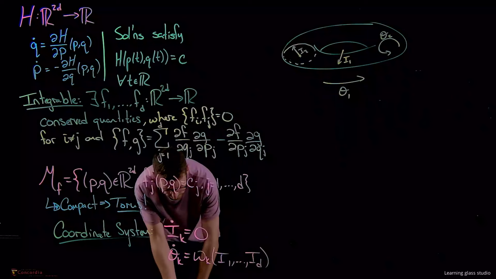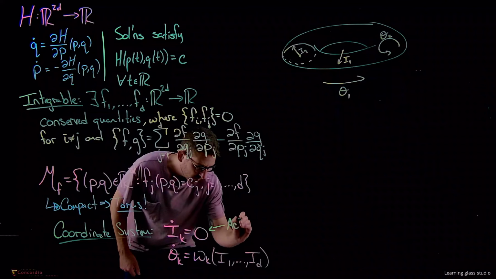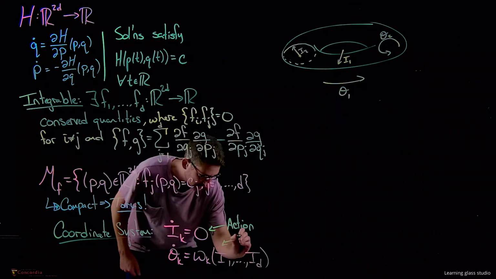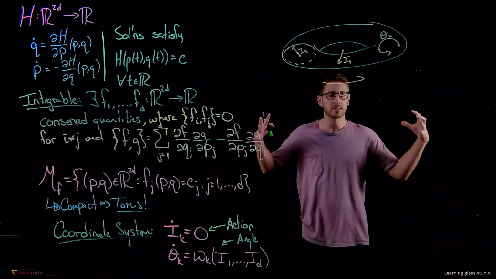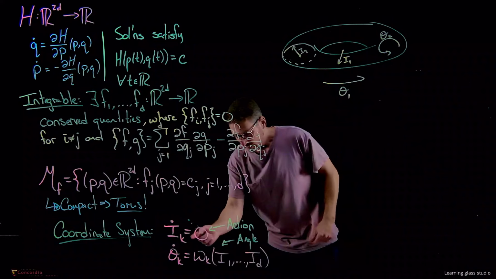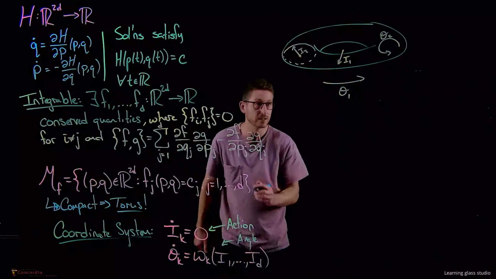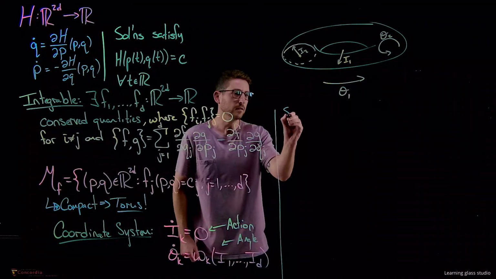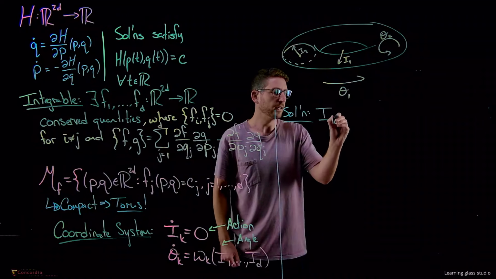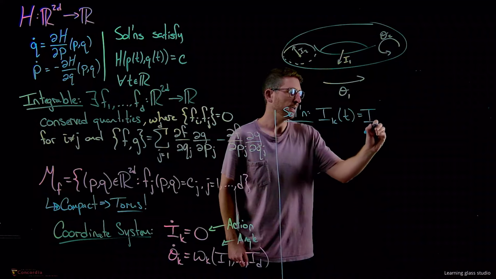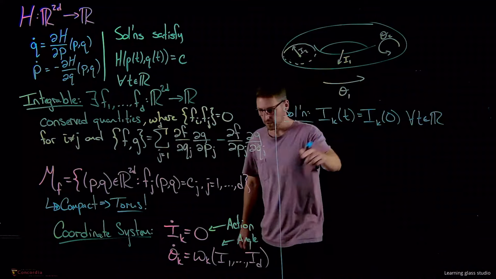So these are called action angle coordinates, okay? This is the action, and as you can probably guess, this is the angle coordinate. So essentially the initial conditions describe the size of the torus, and the size of the torus prescribes the frequency of motion, because you can see the solution to this. The solution is given by I_k of t is equal to I_k of 0 for all t. That's easy, because the derivative is equal to 0.